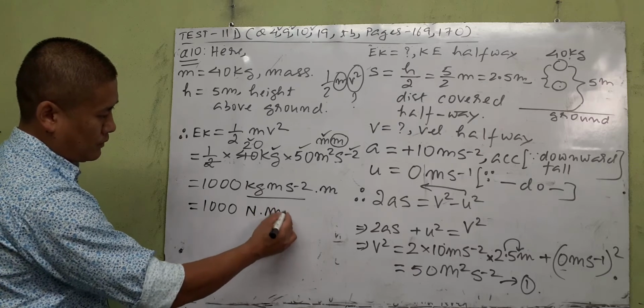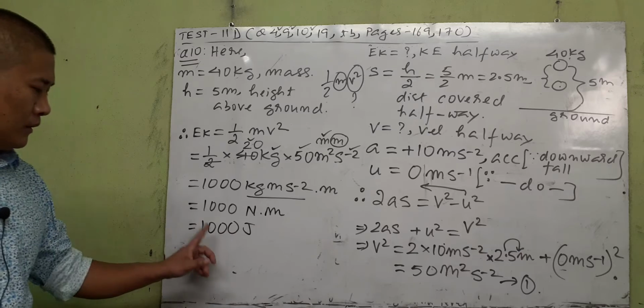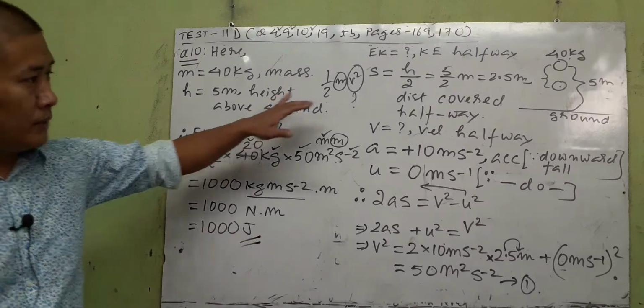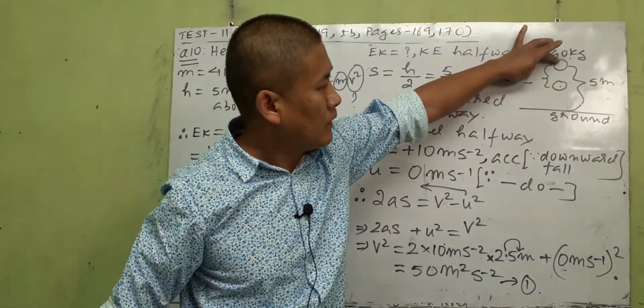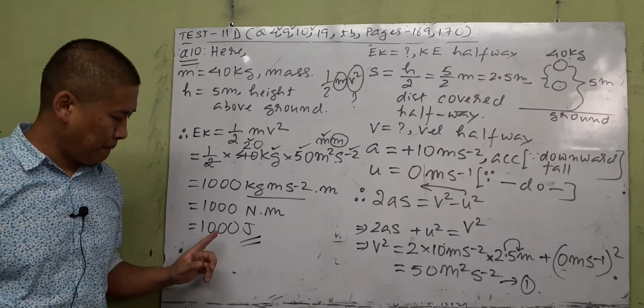Newton meter. So 1000 joules. So this is the kinetic energy halfway down, and the potential energy at the maximum height of 5 meter is 2000 joules. So those are the two answers: 2000 joules, and kinetic energy halfway 1000 joules.